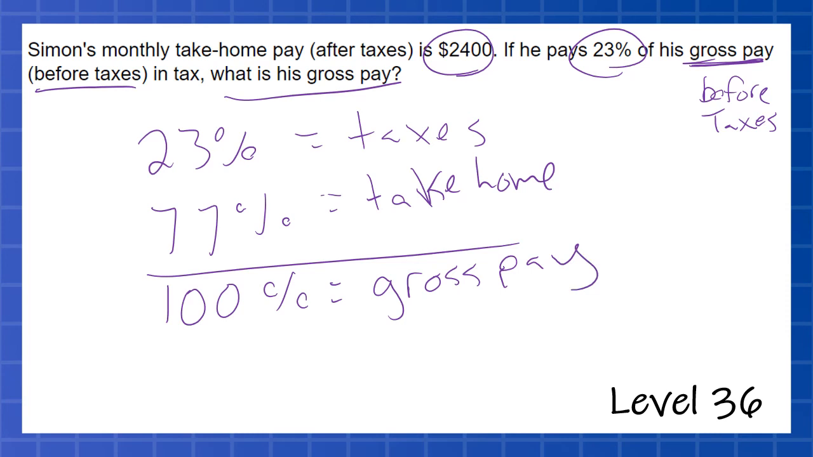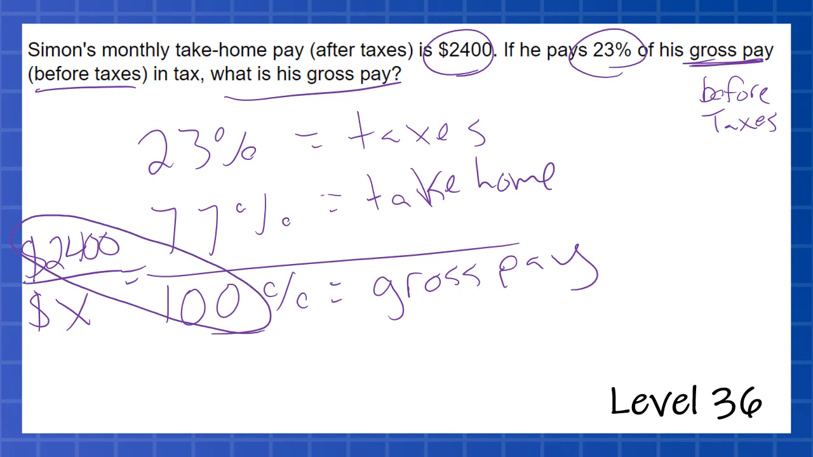So we're going to go ahead and do a proportion to solve this. We don't know his gross pay. So that's what I don't know. But I do know his take-home pay. It's $2,400. So we can cross multiply and divide in order to solve that problem.